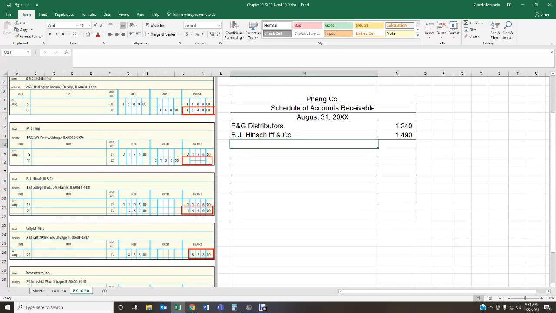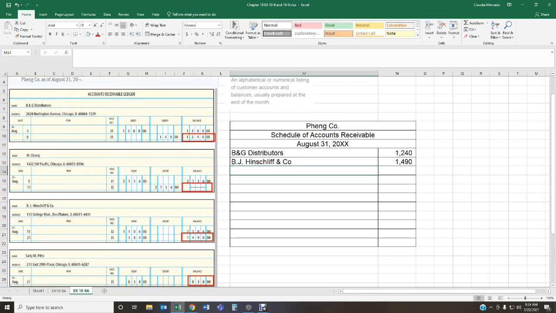Then after the B, we go to the M. That's the next letter in the alphabet. But look at M Chang. M Chang has a zero balance. Because M Chang has a zero balance, I am not going to include him in the schedule of accounts receivable, because Chang does not owe me any money. So I'm going to skip that one.